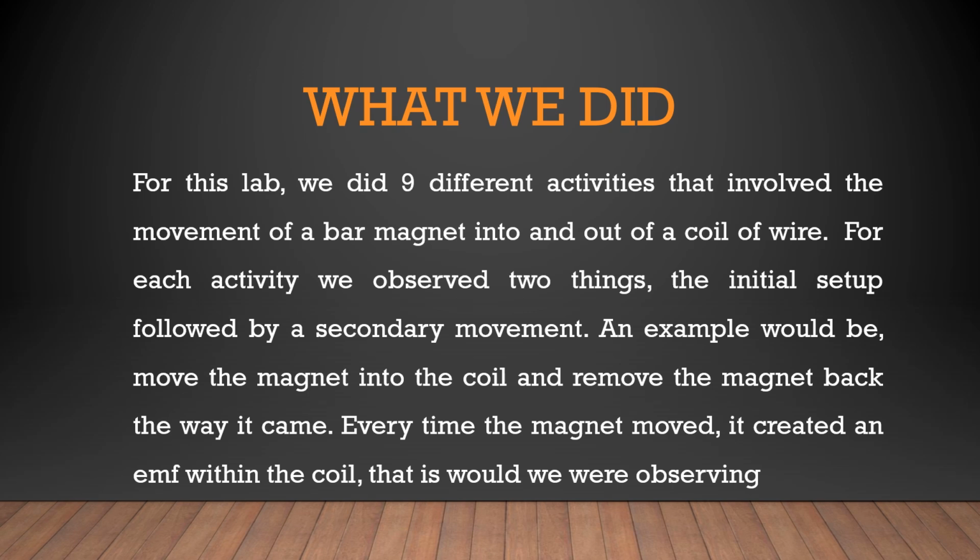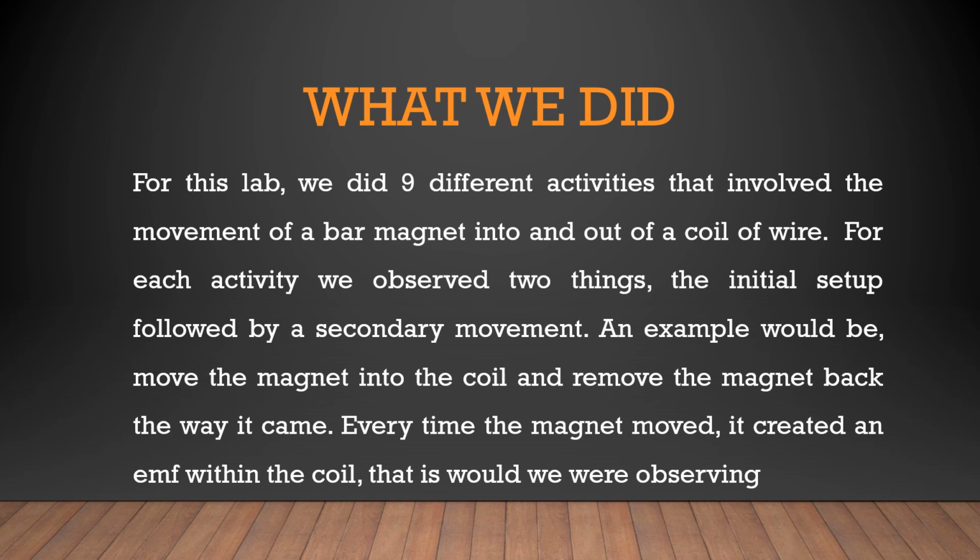For this lab, there were 9 different activities that we were going to do to investigate the EMF. Each of the activities involved the movement of the bar magnet into and or out of the coil of wire. For each of the activities, we were observing 2 things when it came to current. It was the initial setup movement and then the secondary movement that followed. And we wanted to see what kind of EMF was produced from both movements.